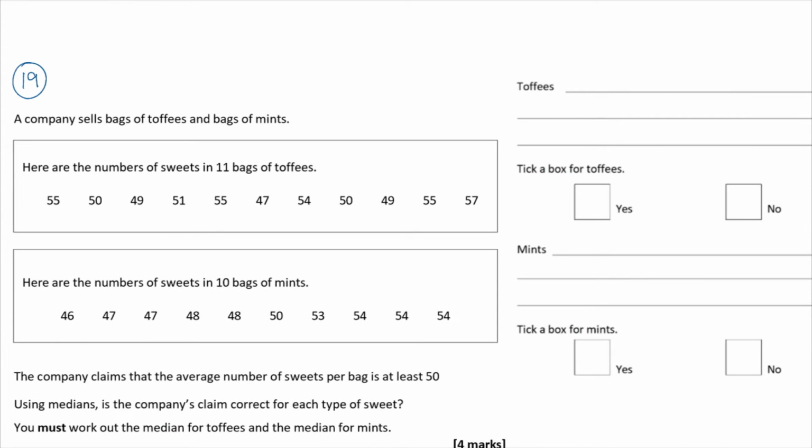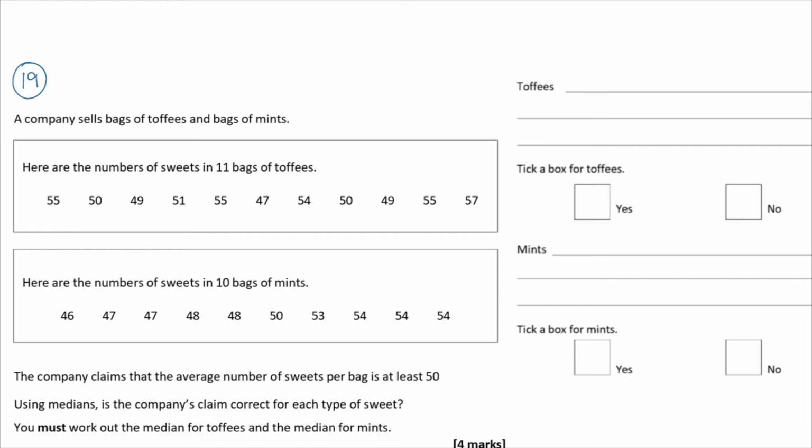Question 19. A company sells bags of toffees and bags of mints. Here is the number of sweets in 11 bags of toffees. You can see there's some variation from bag to bag. One's got 55 in, one's got 50, next has got 49, and so on. And here are the number of sweets in 10 bags of mints. Again, the bags vary from bag to bag. The company claimed that the average number of sweets per bag is at least 50. Using medians, is the company's claim correct for each type of sweet? You must work out the median for toffees and the median for mints.